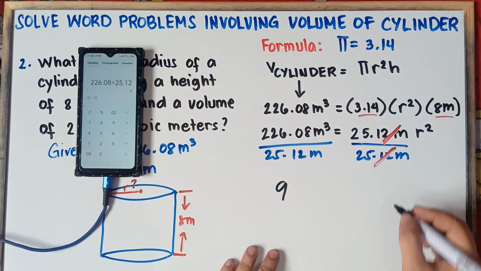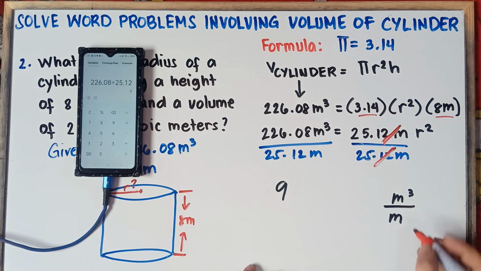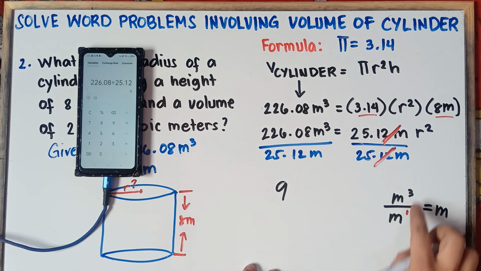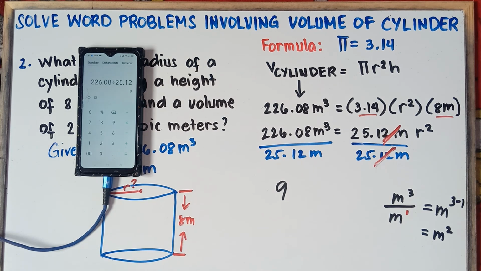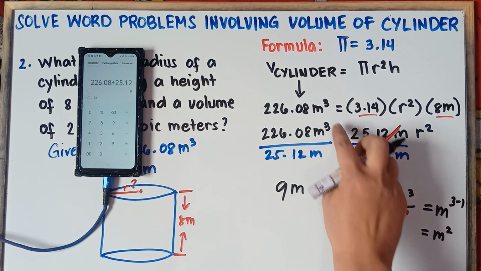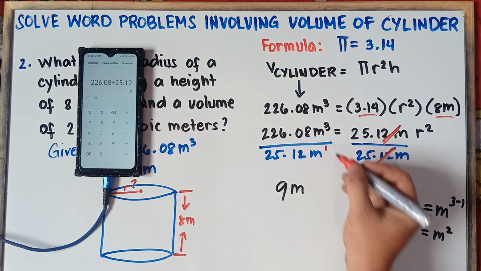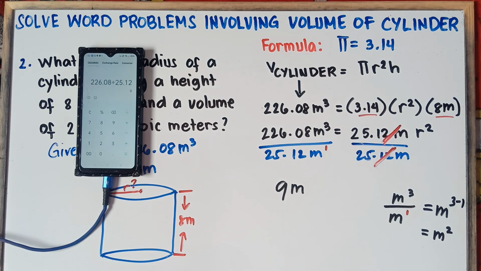Alright, the answer is 9. And then cubic meters divided by meters. Understand that there's a 1 here for the given unit meter. If they have the same base, same meters, copy the base, copy meters, and then subtract the exponent. That would be 3 minus 1, that's 2. So therefore, class, the answer is square meters. That would be 9 meters squared.